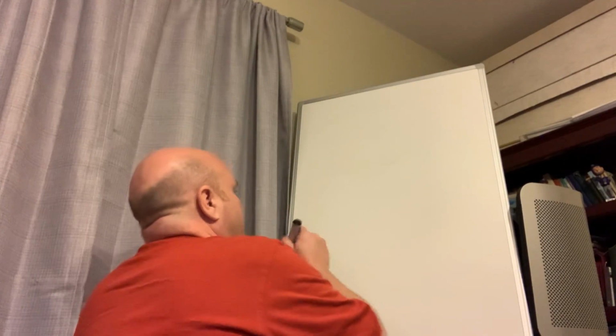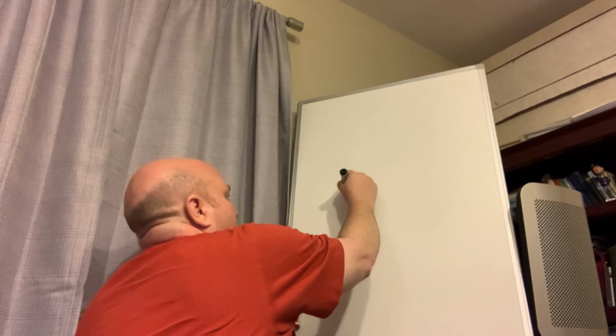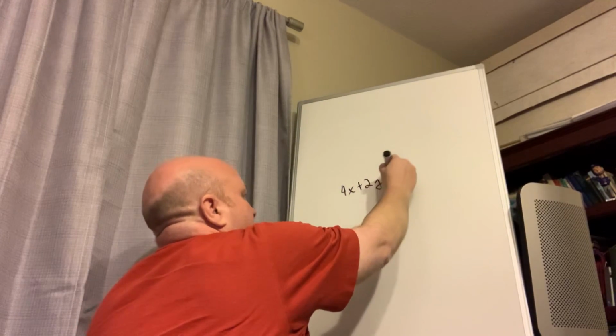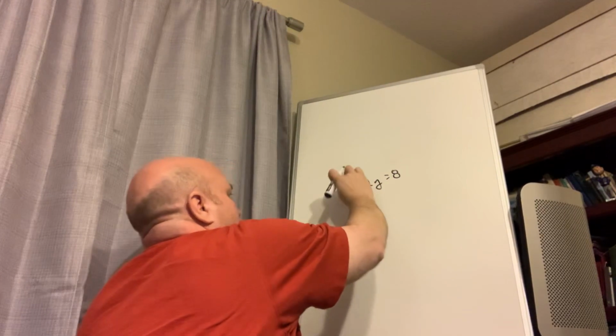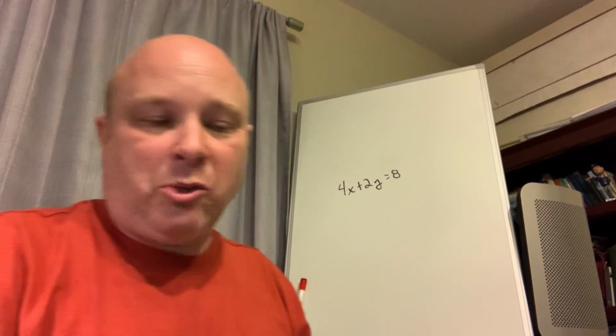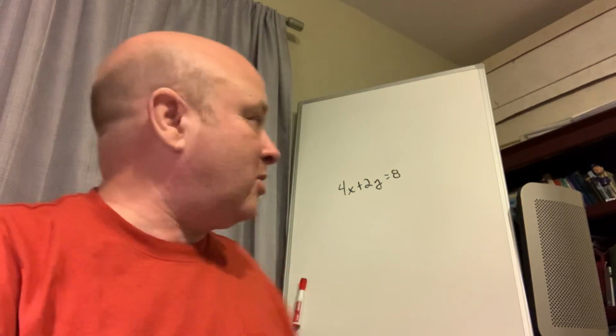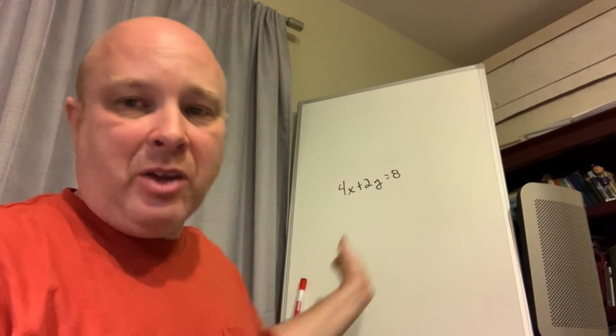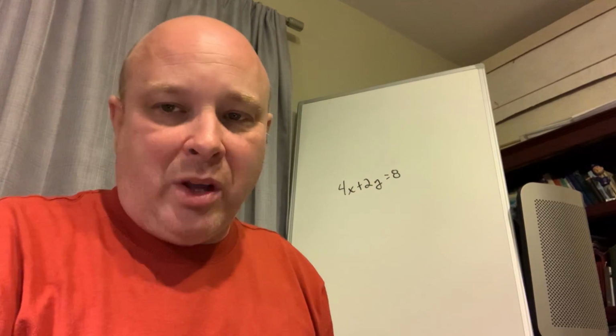And let me give it to you this way. 4x plus 2y equals 8. Let me write this a little better. All right, 4x plus 2y equals 8. What I want is x on one side of the equal sign and y on the other. Doesn't matter which one. We just have to choose.